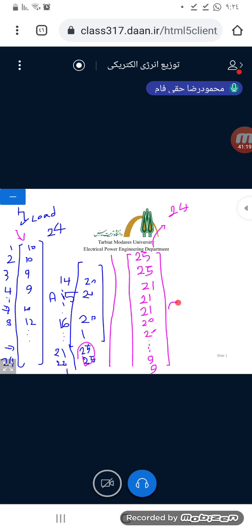In the second stage, please see, you write a vector with two columns. You write 25. See here, 25.